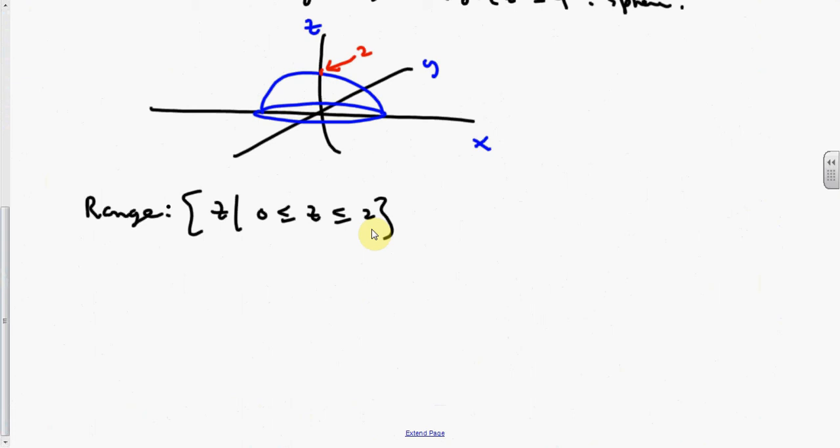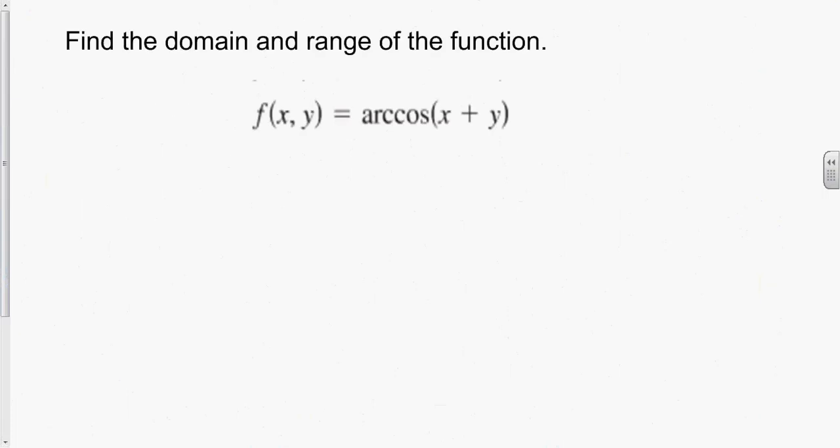It's kind of better, I think, when you can see the graph of it and see what's happening. Find the domain and range of the function. I want to say we introduced the inverse trigonometric functions on page 373 in your textbook.